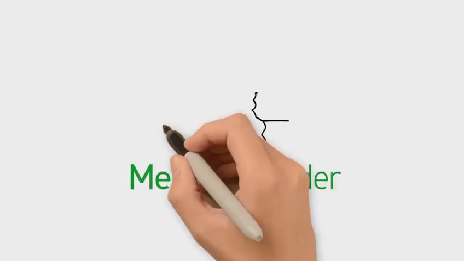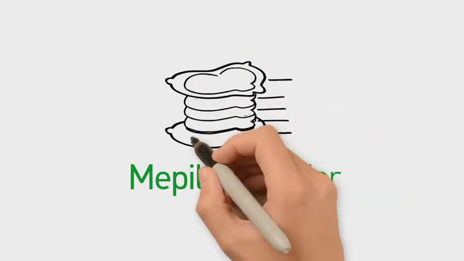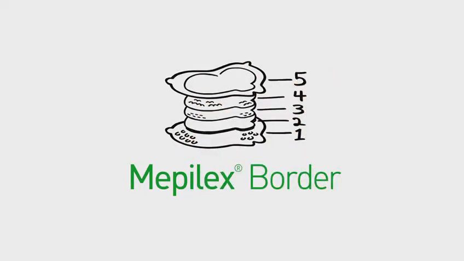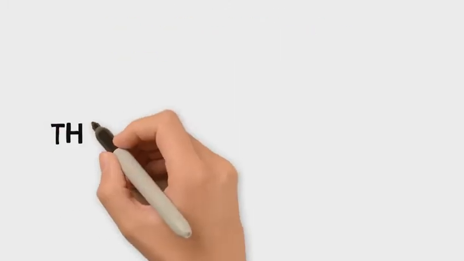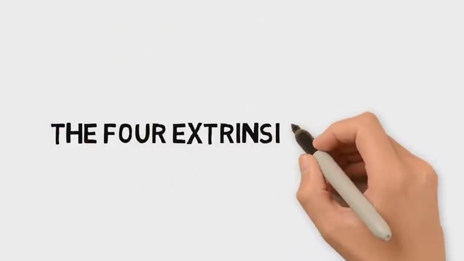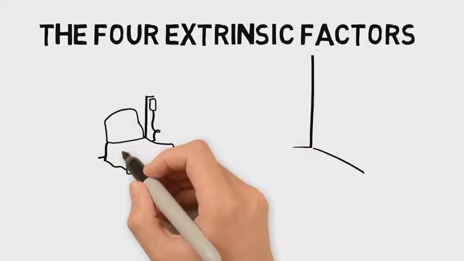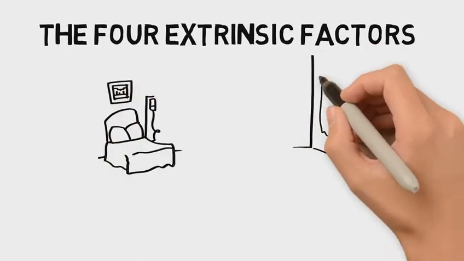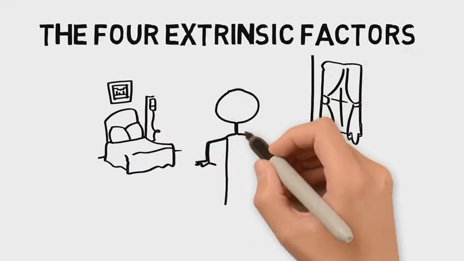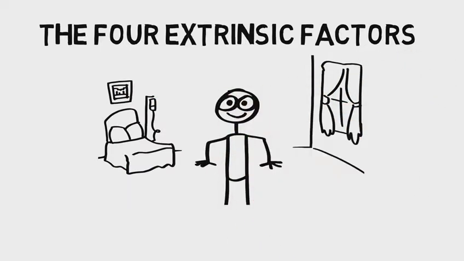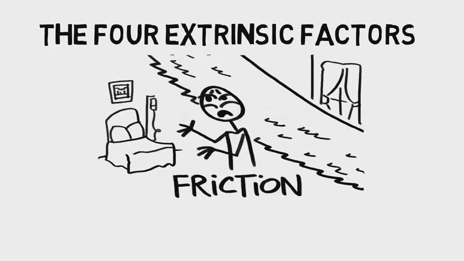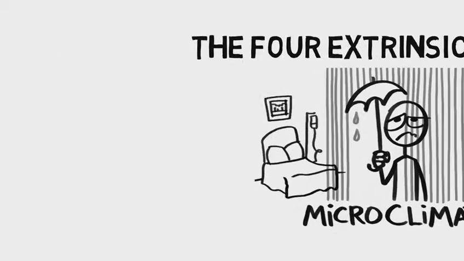And we'll show you how Mepilex Border pressure ulcer prevention dressings from Mölnlycke can significantly reduce the incidence of pressure ulcers. To understand the causes of pressure ulcers, we need to understand what we call the four factors. Four extrinsic factors, which come from the external environment and not from within the patient, are interlinked in the formation of pressure ulcers. They are pressure, friction, shear, and microclimate.